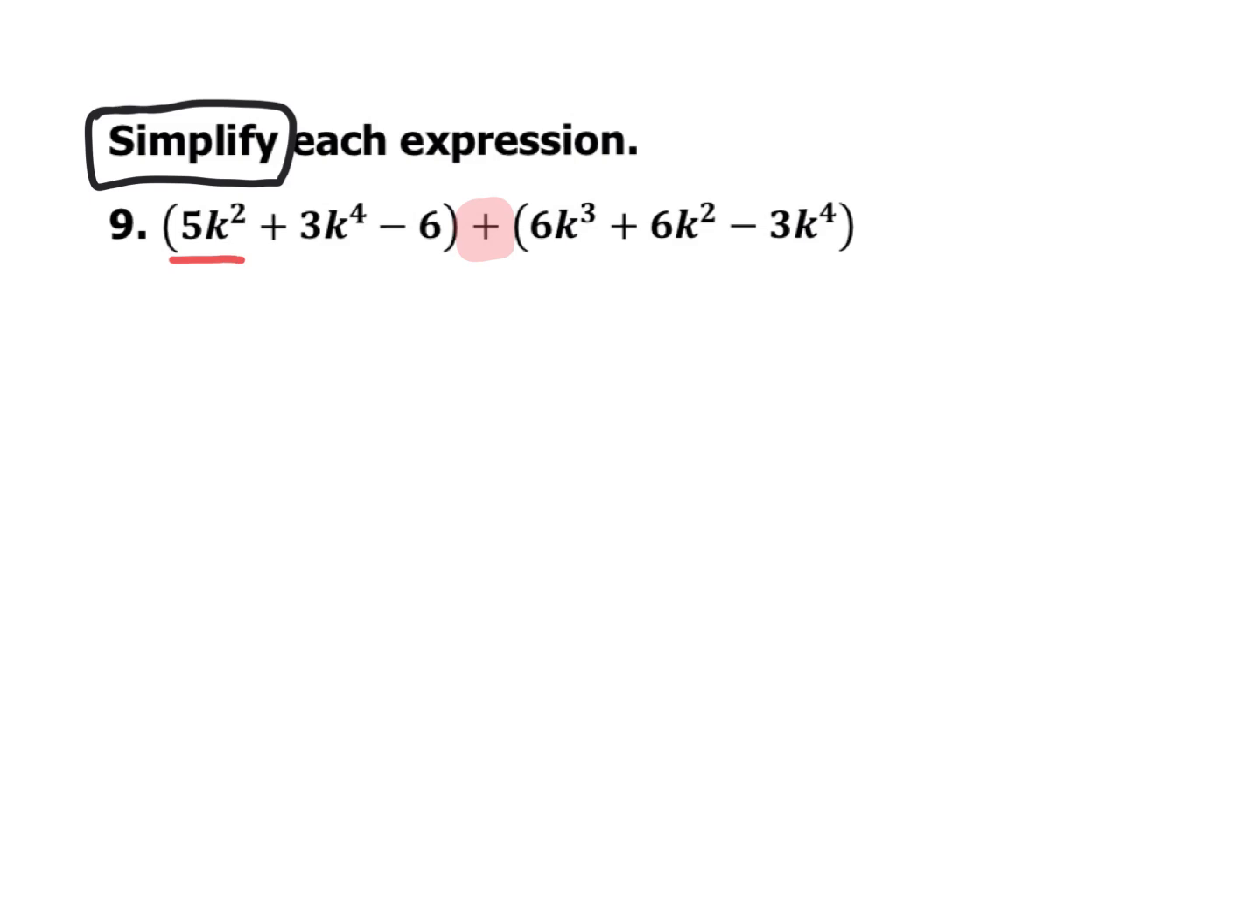So this 5k squared has a k squared after it, so we can go ahead and add it with this 6. 5 plus 6 is 11, and we're going to put a k squared after it. Next, we have this 3k to the 4th. Well, that can be added with this k to the 4th. Well, 3k to the 4th plus negative 3k to the 4th gives me 0, which means I don't have to write any k to the 4th.